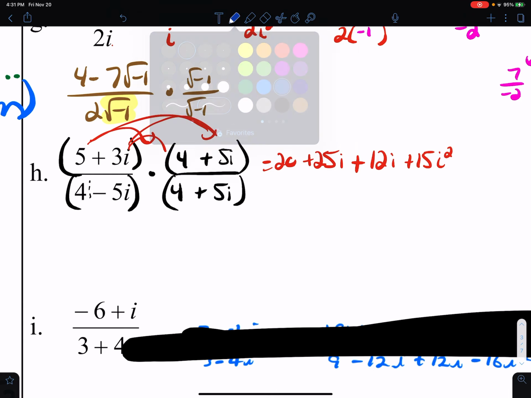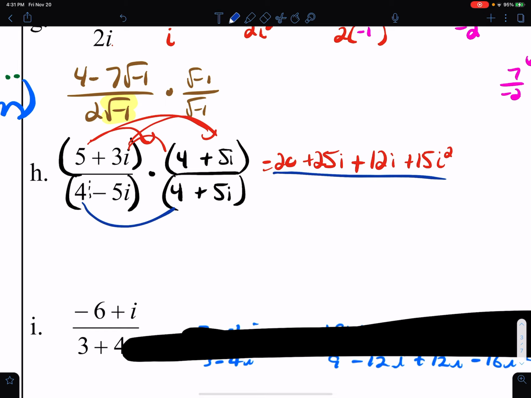We'll move to the denominator, do the same thing. 4 times 4 is 16. 4 times 5i, so 4 times 5, and then an i. And the inside, -5i times 4, so -5 times 4, and then an i. And then finally, -5i times +5i. Well, -5 times +5, and then i times i.